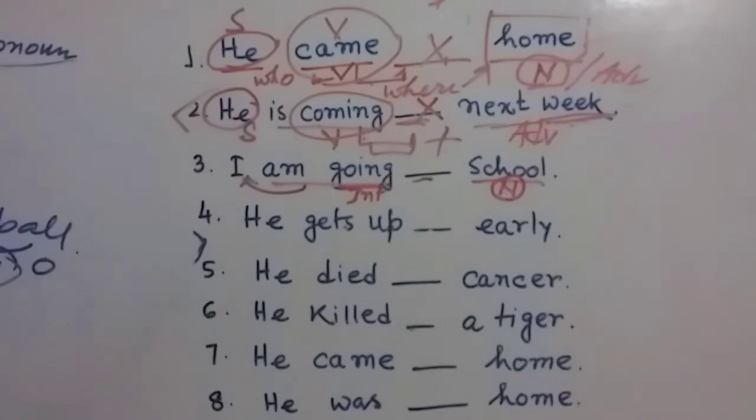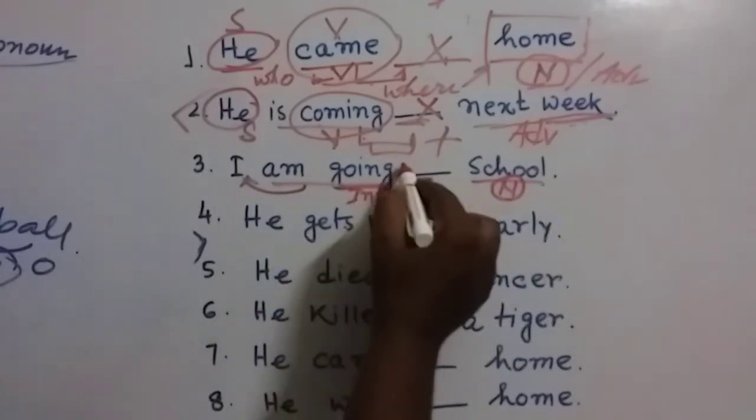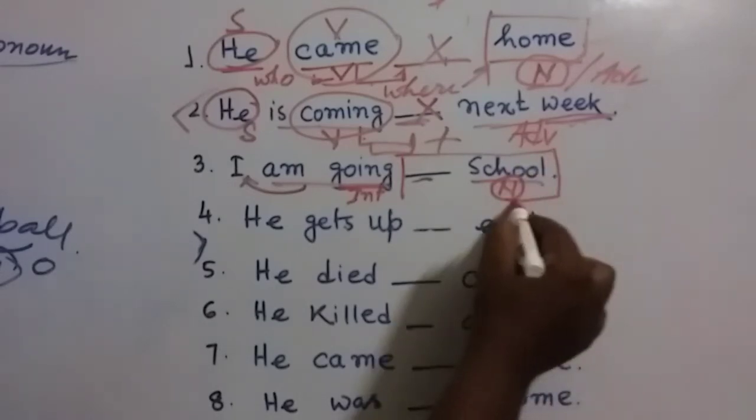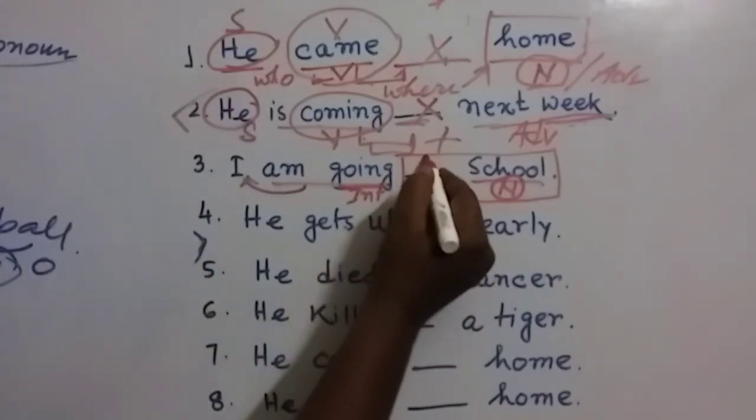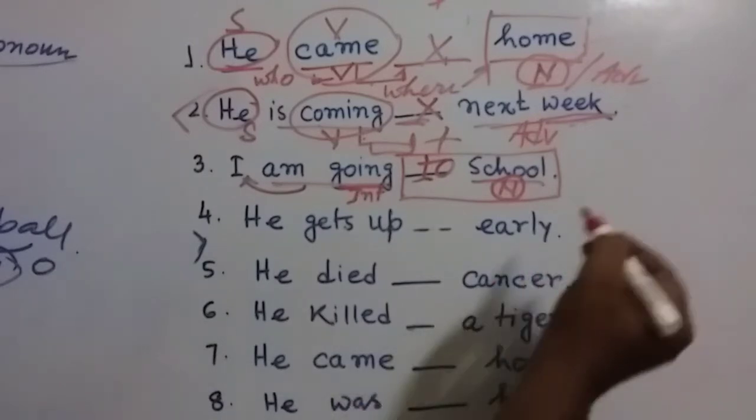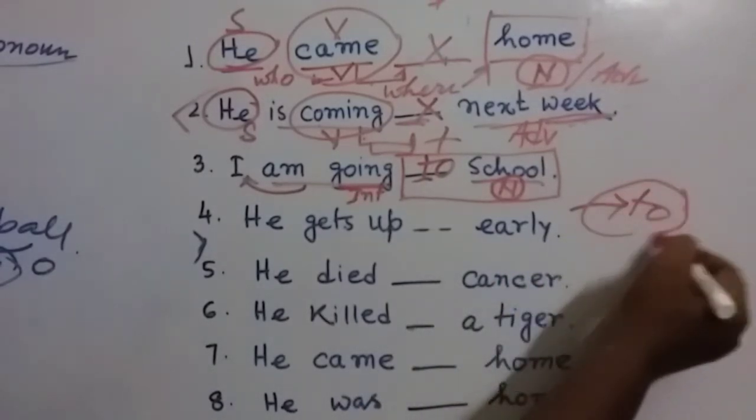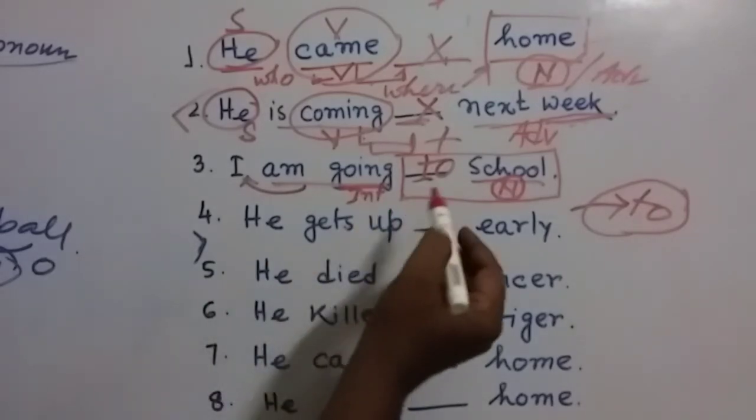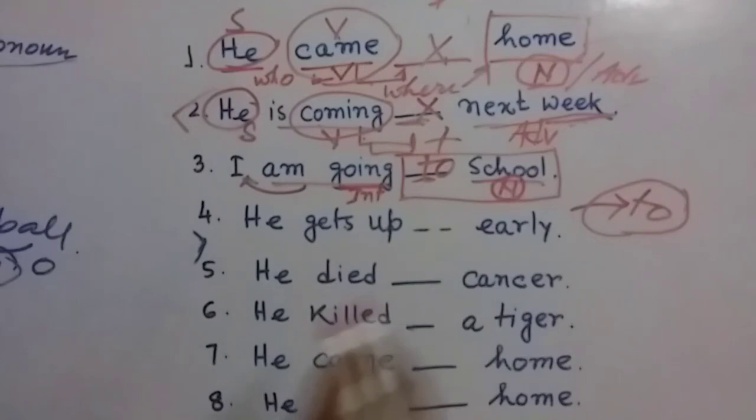So my dear friends, we have to change the behavior of this noun. We have to make this part an adverb. And for that, obviously we have to use a preposition. And my dear friends, we have to use to here. Actually, for showing any kind of direction we use to. So here we wrote down to. I am going to school.